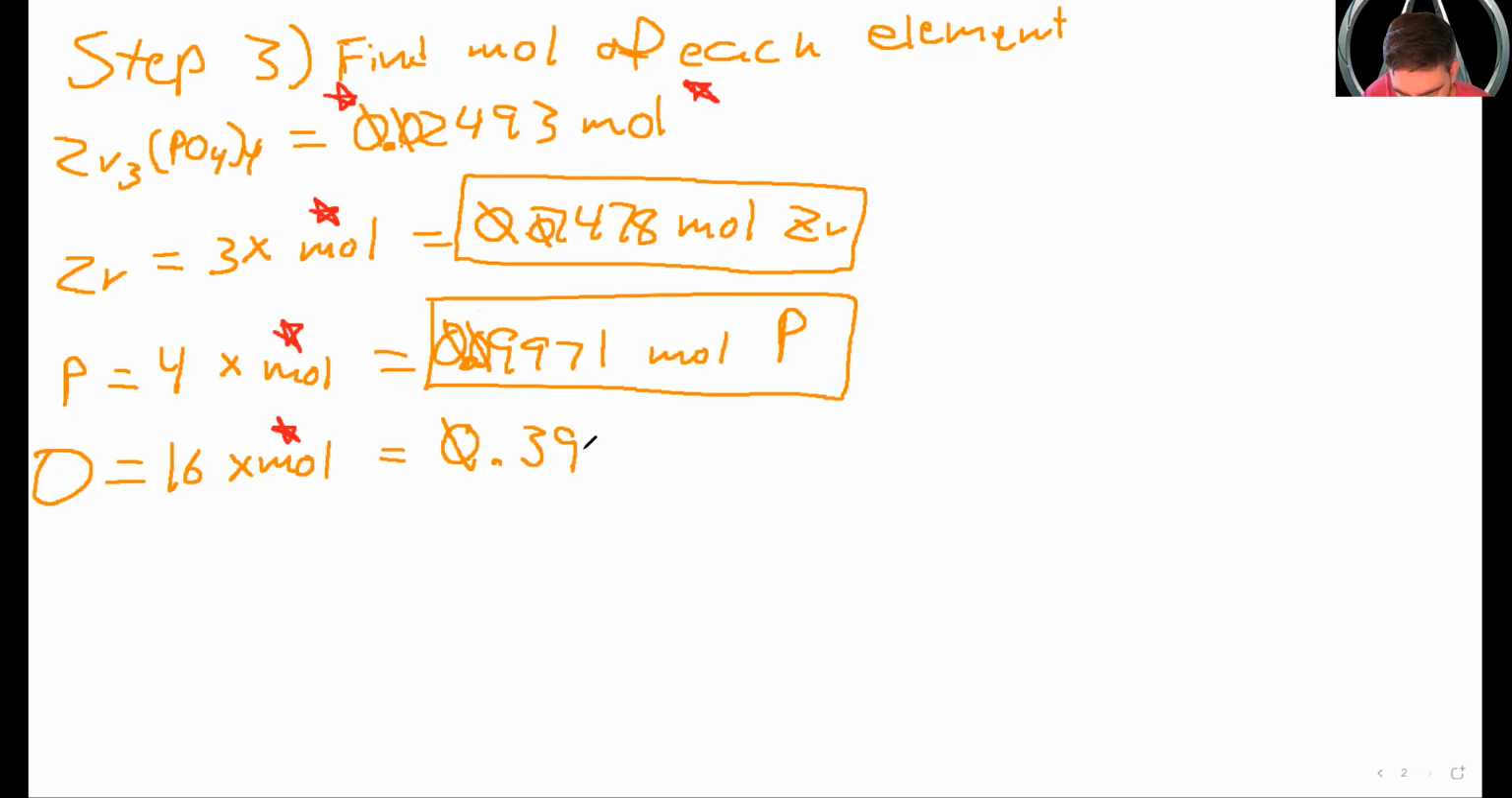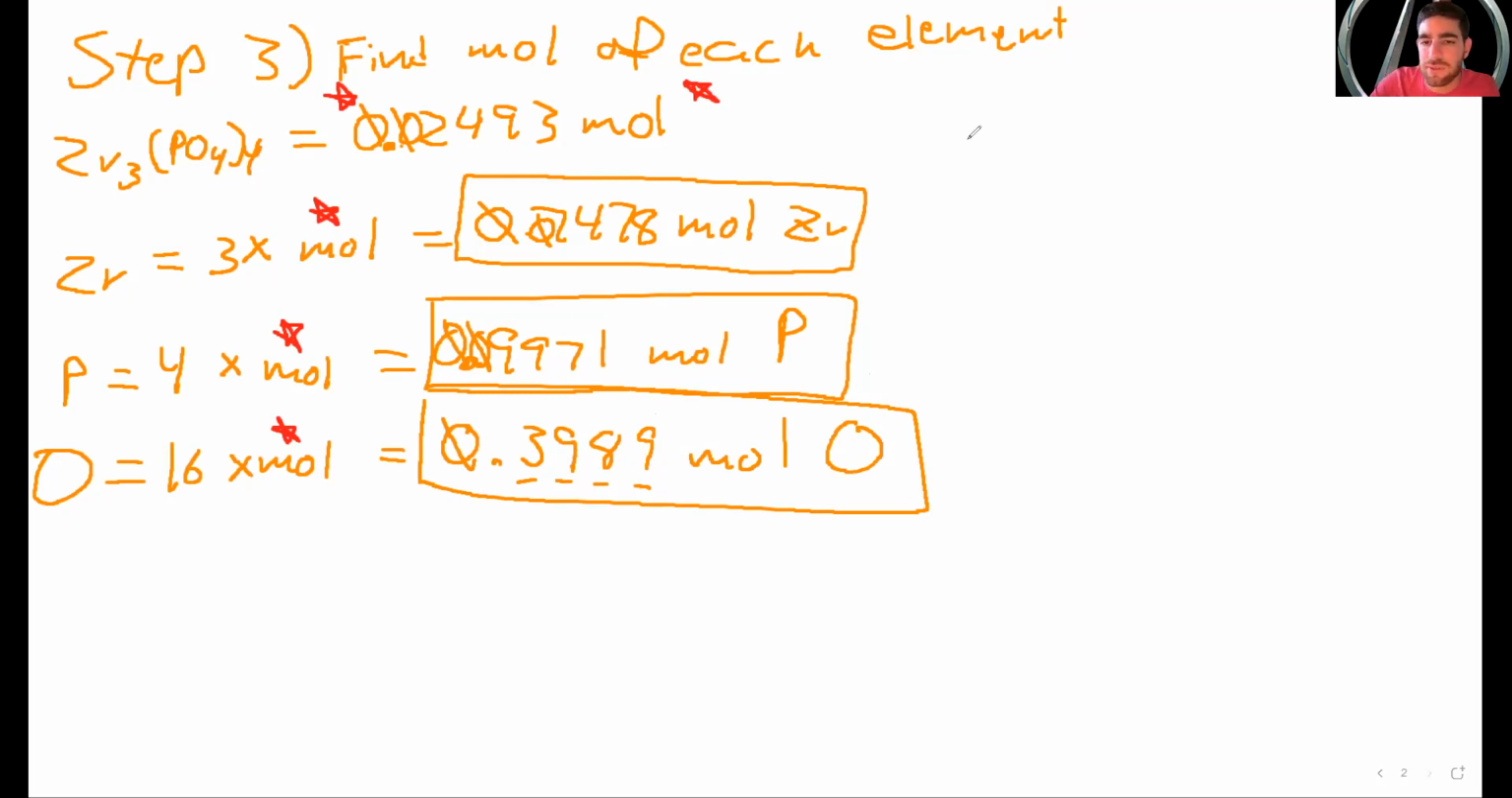So, okay, so now we're at 0.02493 times 16. My calculator just crashed. Okay, so we get 39888. We only want 4 of those sig figs here because that's how many we have for oxygen and for our whole number as a whole. So now we have our 3 moles.